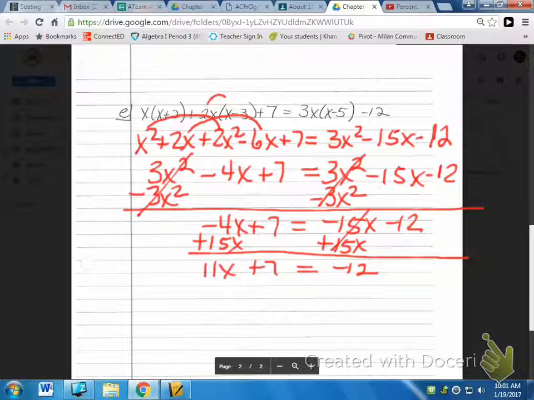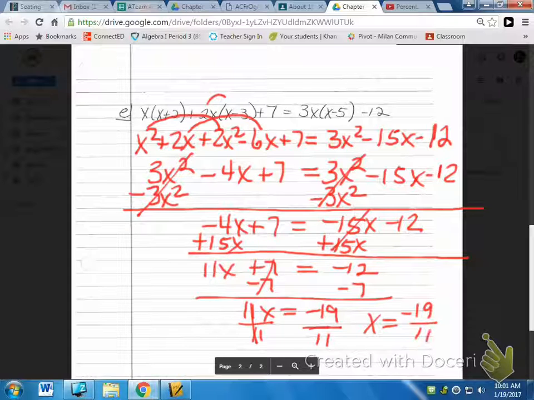And now what? Subtract 7. So 11x equals negative 19. Oh my, where am I going to go from here? Divide by 11 on both sides. And what do you think our answer is going to be? Yep, x equals negative 19 over 11, and don't change a thing. There it is. So obviously, there are going to be multi-step equations that you can work with. It's just that the answers are going to look very strange.